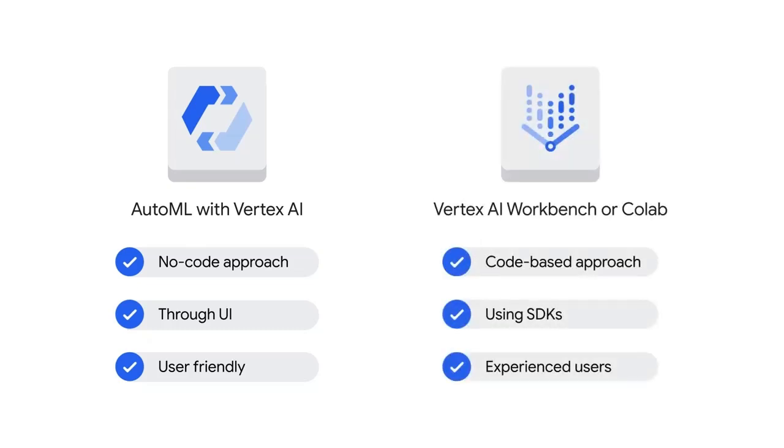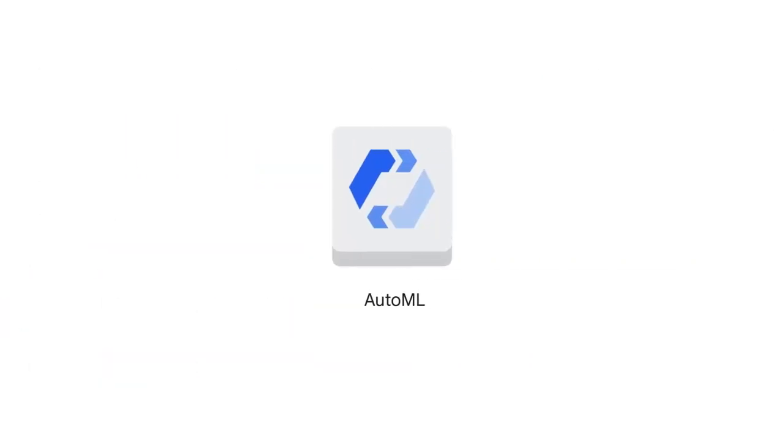Alternatively, you can code the workflow with Vertex AI Workbench or Colab using Vertex AI Pipelines. Vertex AI Pipelines is essentially a toolkit that includes pre-built SDKs and software development kits, which are the building blocks of a pipeline. Coding the pipeline is a good option if you're an experienced ML engineer or data scientist and want to automate the workflow programmatically. Let's focus on AutoML next, and then explore the code-based approach later in this module.